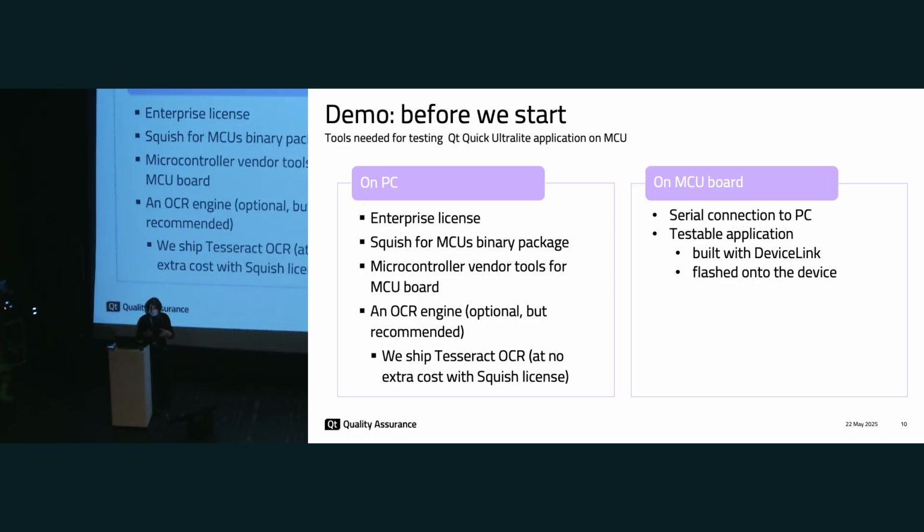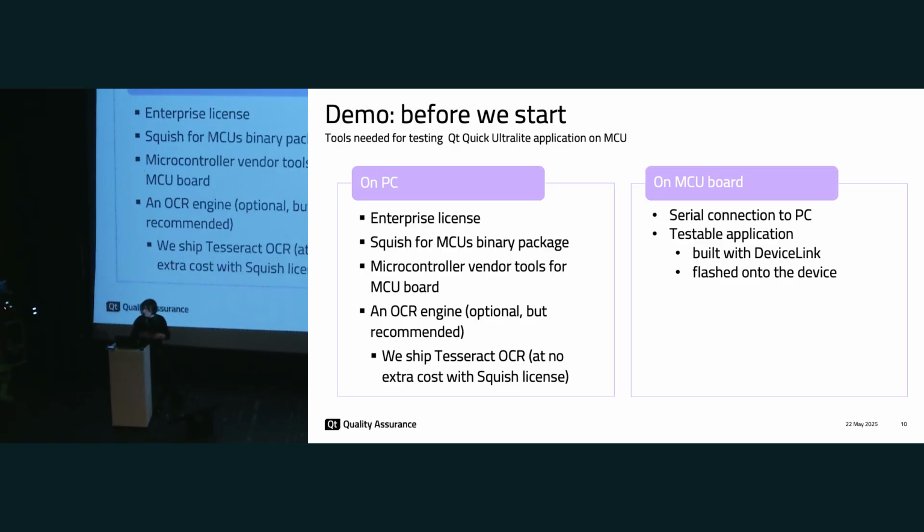Optional, but very useful, is the OCR engine. So I can do not only image-based, but also OCR-based testing. I don't rely only on text as an image, but I can actually recognize it as text. So this is recommended. With a Squish license, you have free access to Tesseract OCR, which you can also download as binary packages for all platforms. But we support 2 additional OCR engines as well.